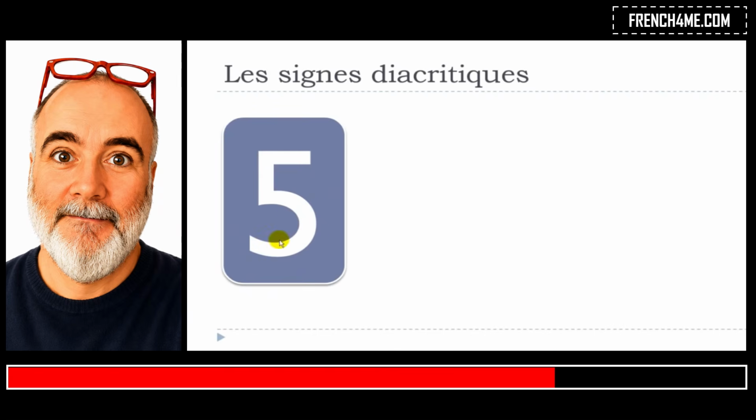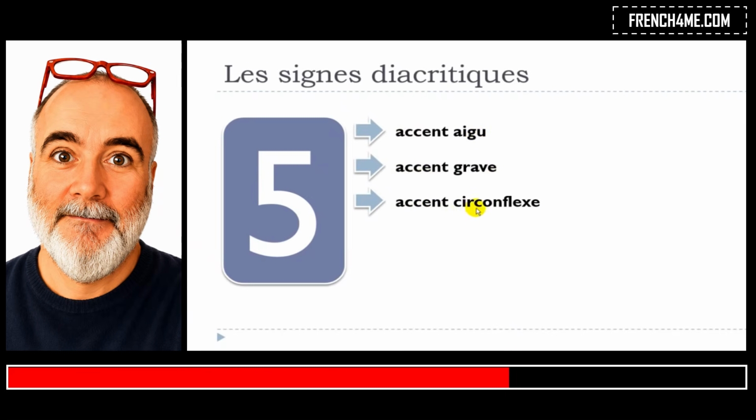Even if it's scary, the good news is that we've got only 5 signes diacritiques. The first one is accent aigu. The second one is accent grave. Third one is accent circonflexe. Then tréma. And last but not least, cédille. Okay, so accent aigu, accent grave, accent circonflexe, tréma, and then cédille.